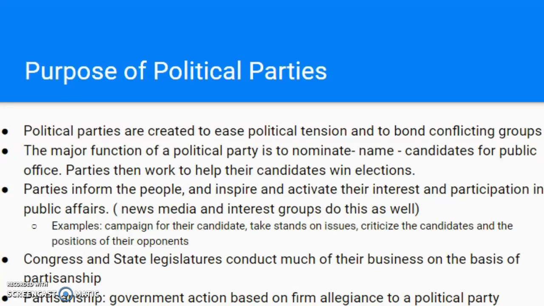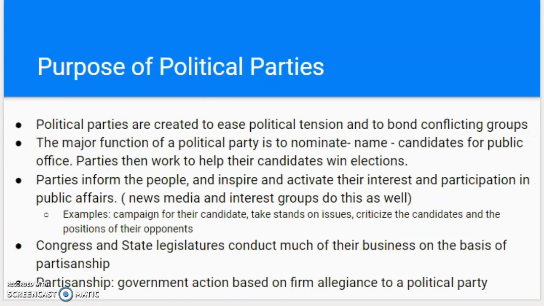The major function of a political party is to nominate, name candidates for public office. Parties then work to help their candidates win elections. And this is something you're probably a little bit more familiar with. So political parties, again, act as a bonding agent to ensure the good performance of their candidates and office holders. They also try to be careful when they choose their candidates. They want to make sure that the person they have chosen, man or woman, is of good character, and also that they're actually qualified for the office that they are seeking.